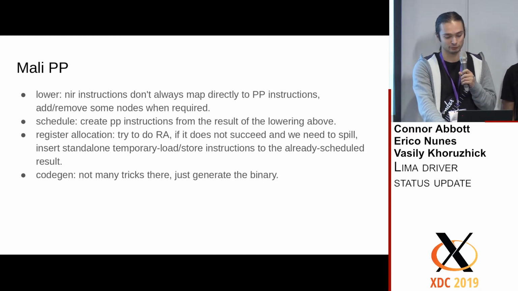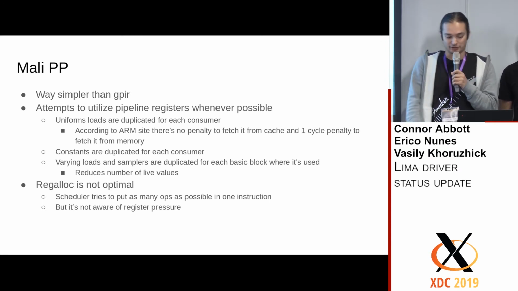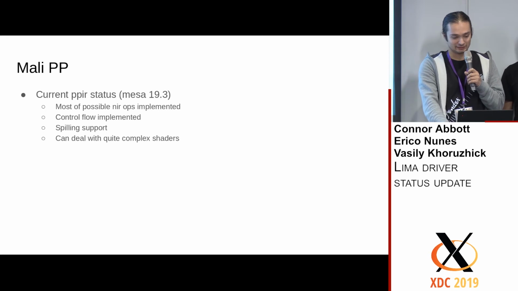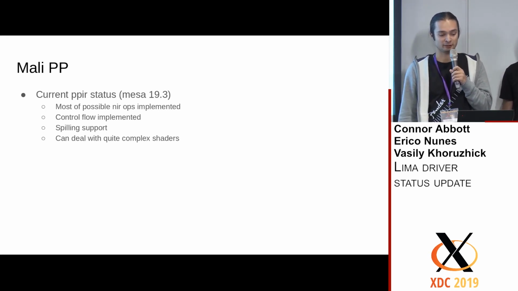Yeah, and for code generation, there are not a lot of tricks. I think I already covered this slide. So for the current status of the PPIR compiler, most of the NIR ops are implemented. Control flow is supported. We do support spilling, and it can deal with quite complex shaders.